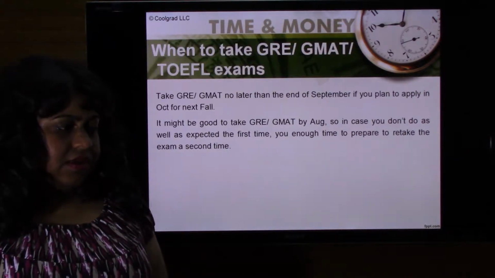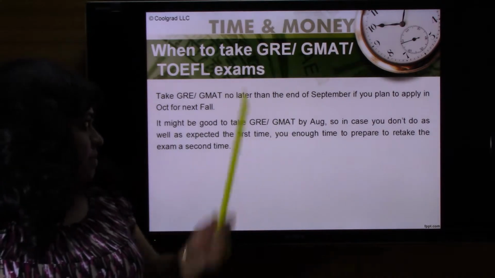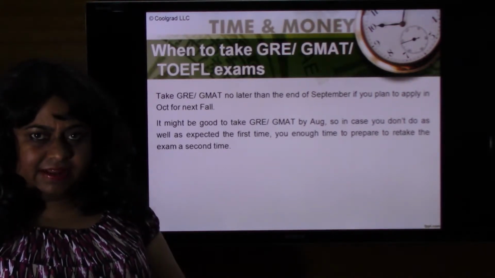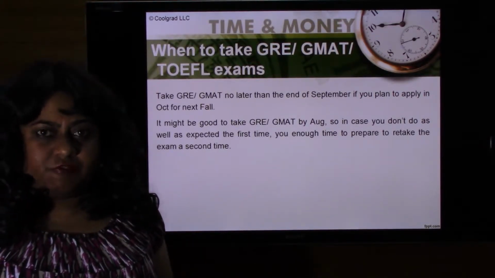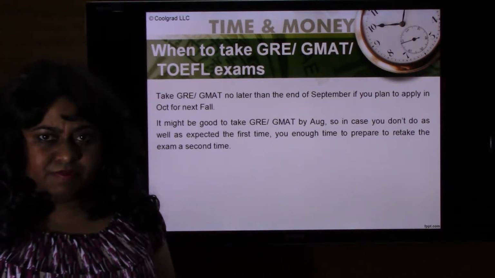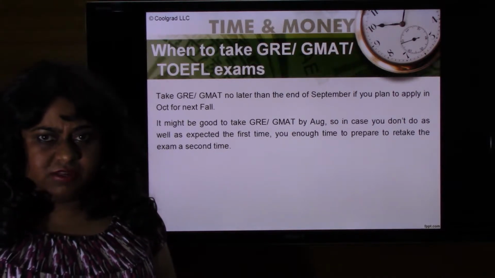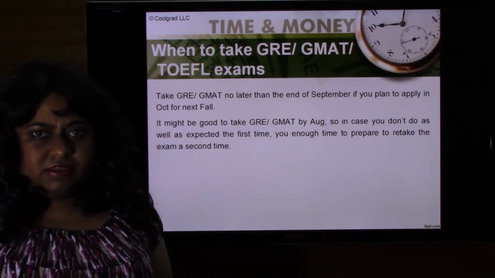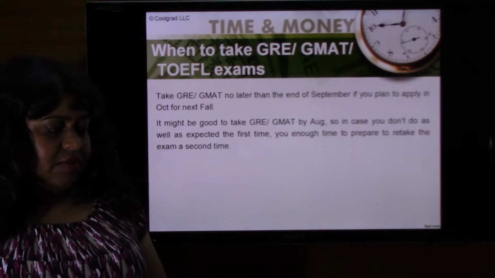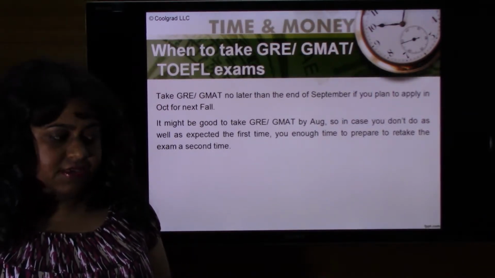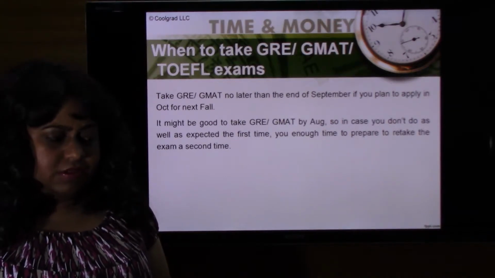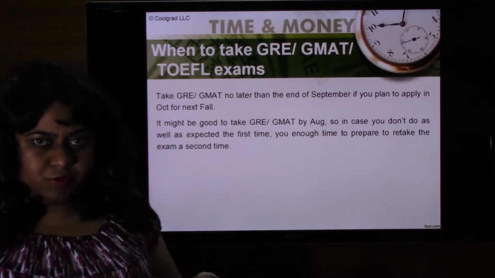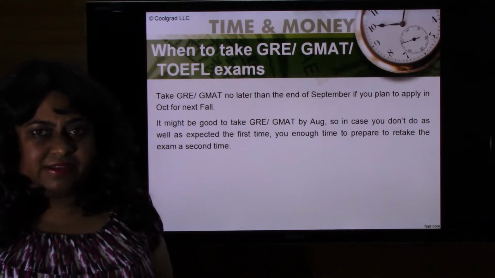Okay? So when to take the GRE, GMAT and TOEFL exams? Suppose you're applying for the next fall semester. You have to take it no later than September of the previous year. If you're applying for fall 2016, you have to take your GRE and GMAT no later than the end of September 2015, the year before, so that you have your scores and everything to apply in October, so that you don't miss the deadline for university applications. It might be good to take the GRE or GMAT by August of the previous year if you're applying for next fall, just in case you don't do as well as expected, or so you get enough time to prepare to retake the exam. It's very important to get a good GRE or GMAT score.